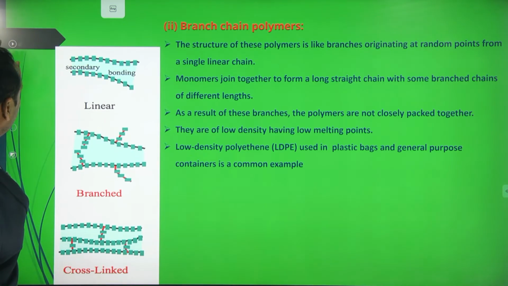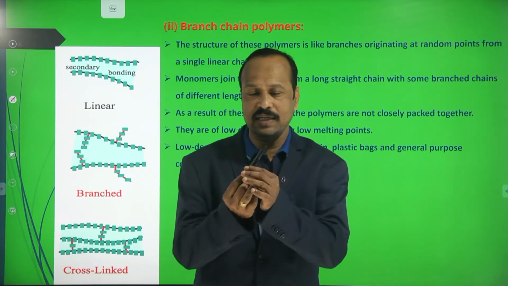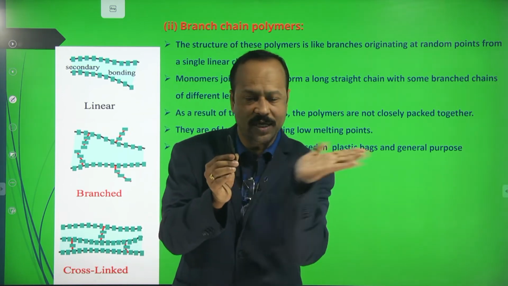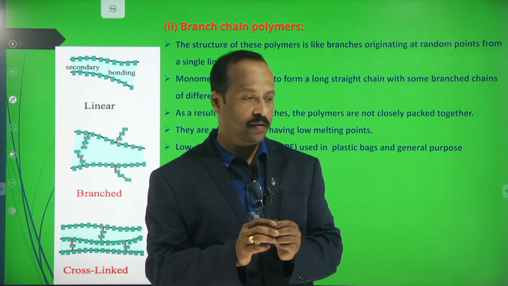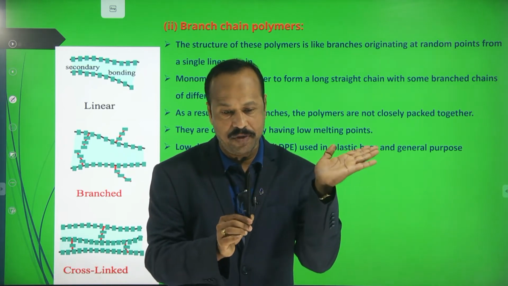Now come to the second one, branch chain polymer. So branch, you know the branch for the tree. If it is a tree, there will be branches that go like this. You know the tree, no? For a tree, what will be there? Branches will be there. Yes or no? Branches will be there. Okay.